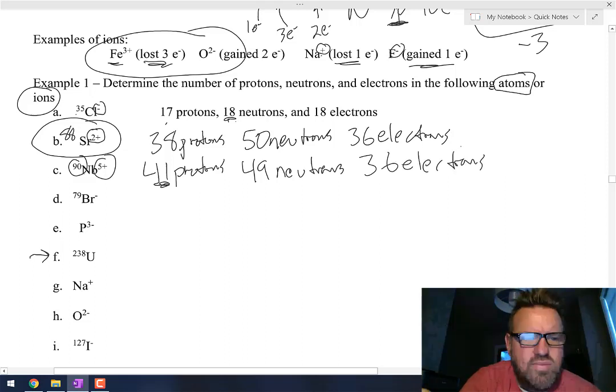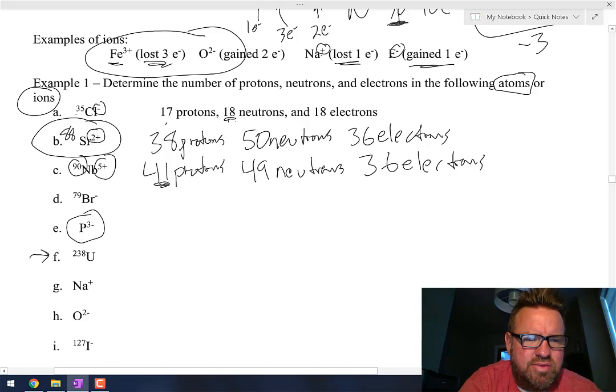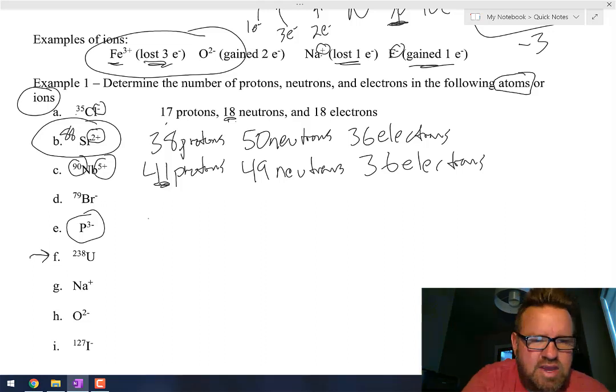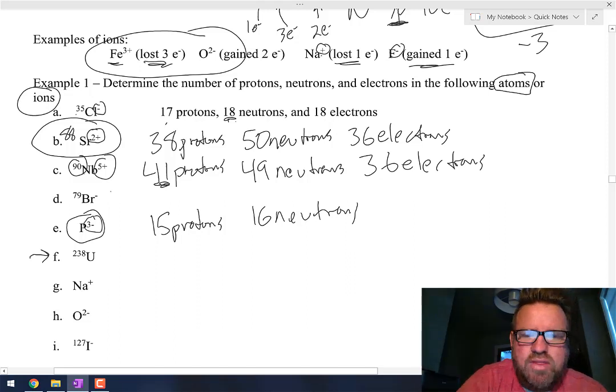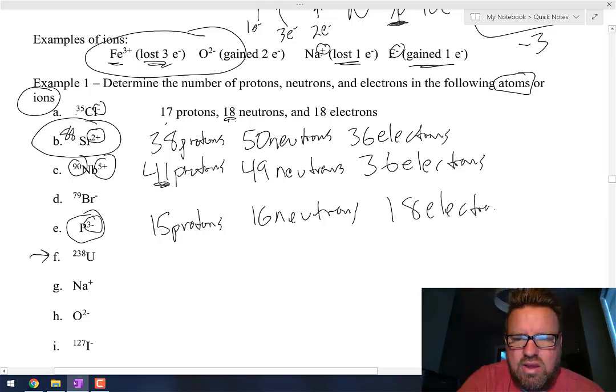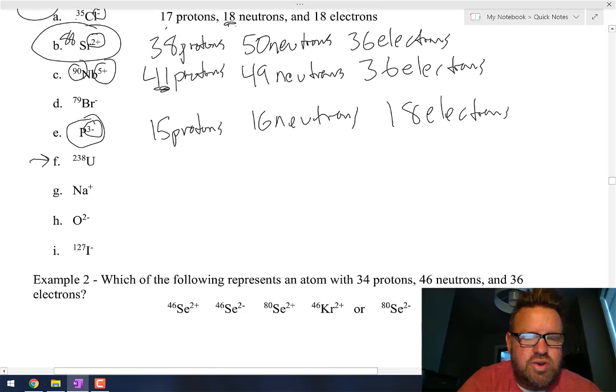Okay, let's do a negatively charged one. Let's look at, for example, letter E, P 3 minus. Phosphorus is number 15 on the periodic table, so that means it has 15 protons. And then neutrons, phosphorus has a mass of right around 31, and again, you got to get that from the periodic table. 31 minus 15 is 16 neutrons. And then with a -3 charge, that means we're going to add 3 electrons, so that's 18 electrons. Okay, and then the rest of them are ones that you should be able to do on your own.